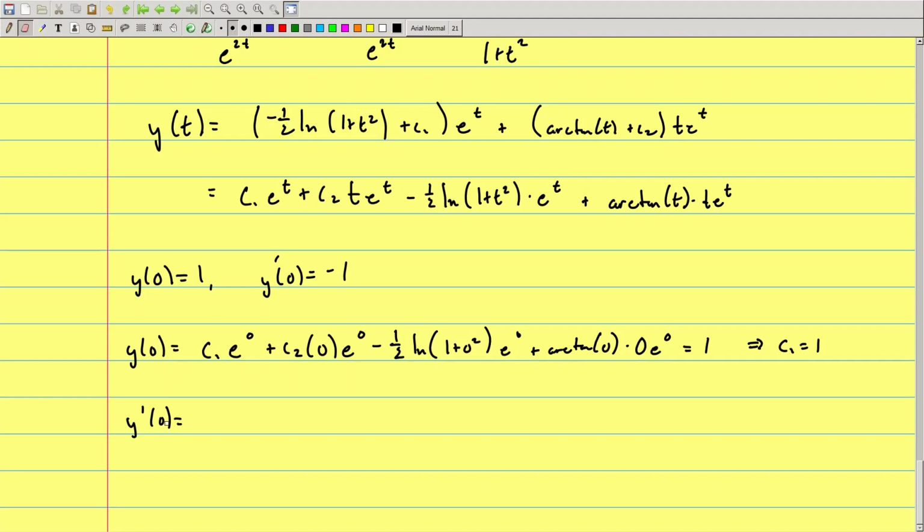Let's go ahead and, before we get into trying to plug things in, just do the differentiating part. C1 is 1, so I'm going to go ahead and plug that in. The derivative of e to the t is e to the t. The derivative of t e to the t is e to the t plus t e to the t by the product rule.